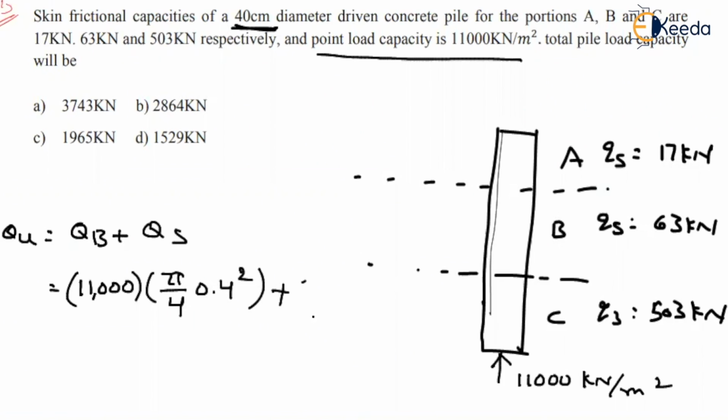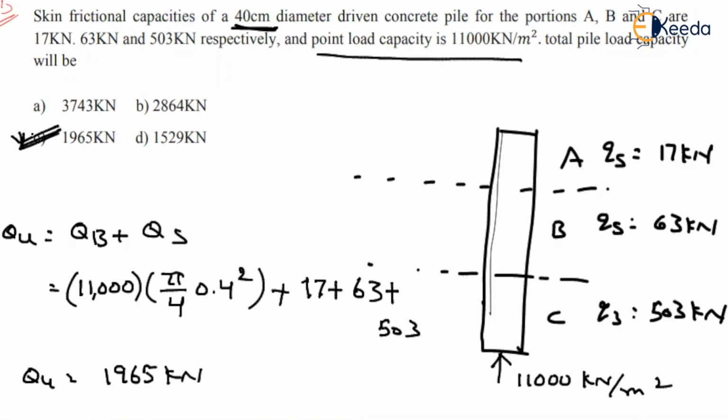Nothing but a summation of these three values. In the portion A, what is the value? 17. In the portion B, what is the value? 63. Plus in the portion C, what is the value? 503. So if you solve all these values, that is nothing but the pile load capacity. If you solve that, you will get it as around 1965 kilonewton. Option C. Thank you.